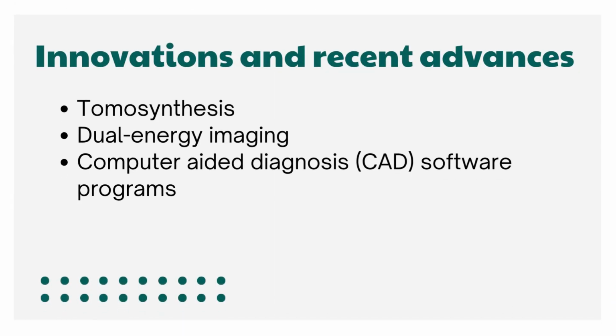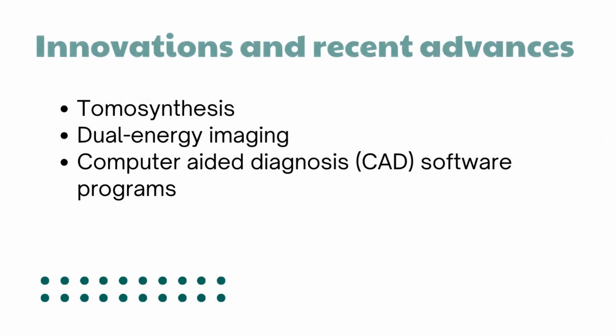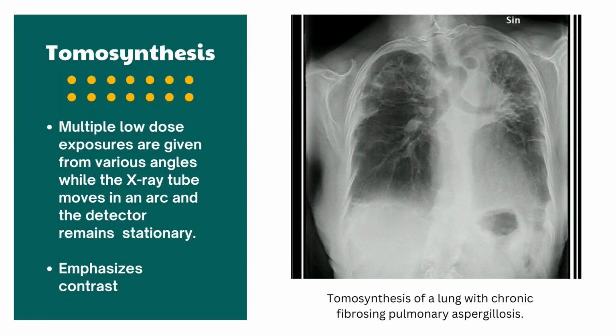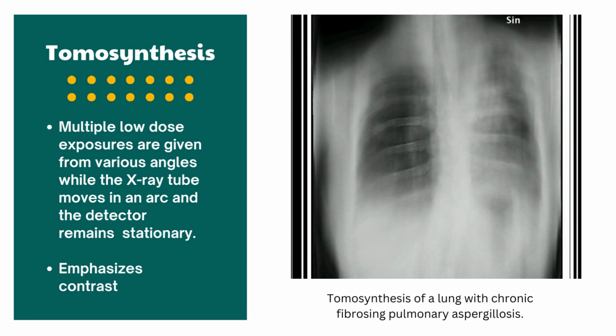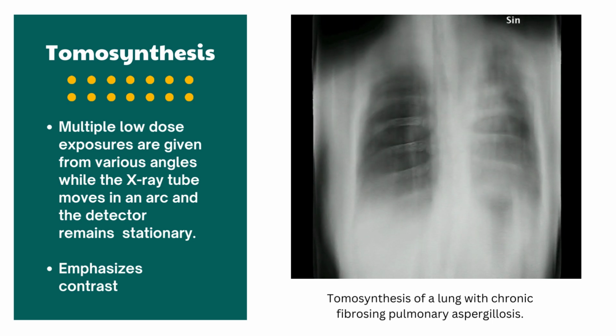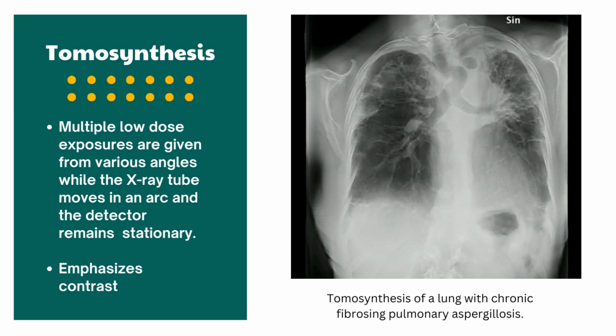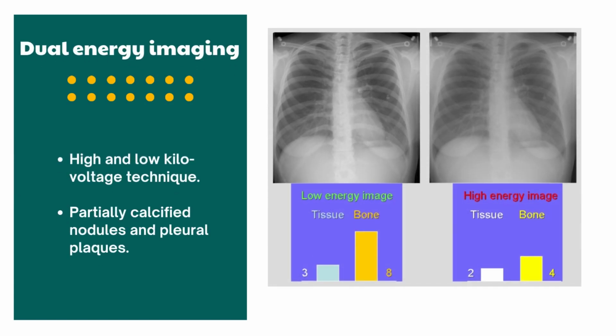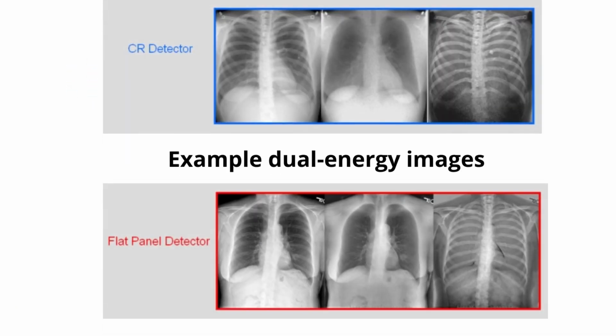Now, some newer innovations and technological advances. Tomosynthesis: multiple low-dose exposures are given from various angles while the X-ray tube moves in an arc and the detector remains stationary. It emphasizes the contrast in a particular layer of a region of the body. Dual-energy imaging: by using a high and low kilovoltage technique, two datasets are created. Soft tissues and bones can be separately depicted by this method.